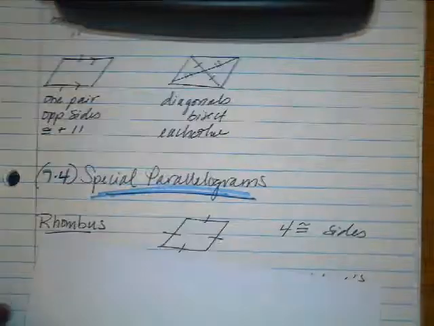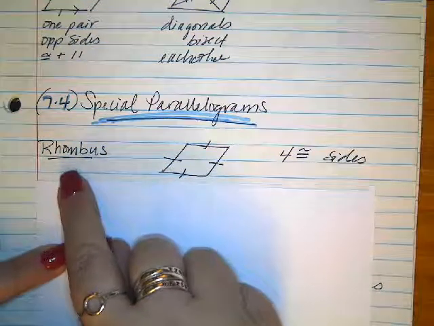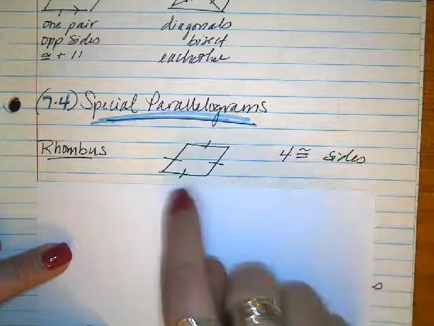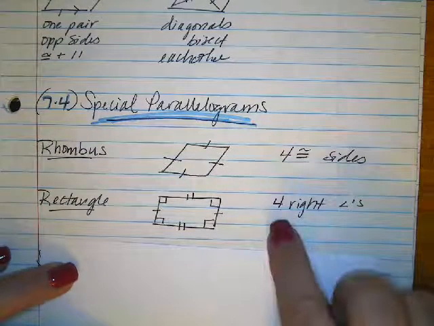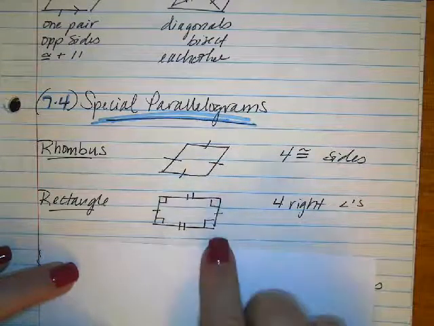So the next section deals with parallelograms still, but even more specifically different kinds. The first kind we look at is a rhombus. A rhombus is defined as having 4 congruent sides, and it's marked right there. A rectangle is defined as 4 right angles. So I've got 4 right angles.